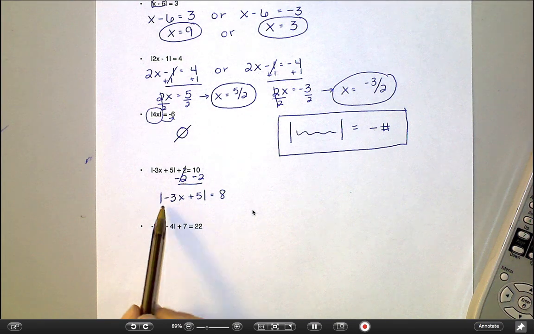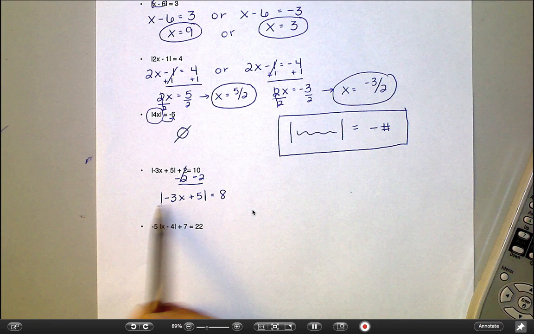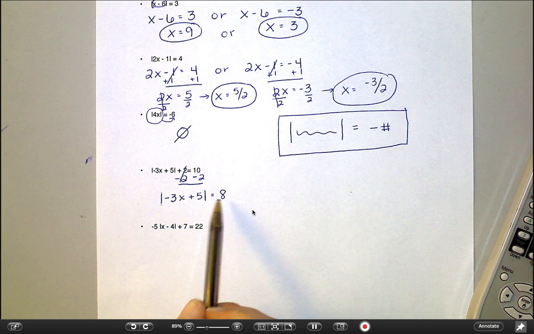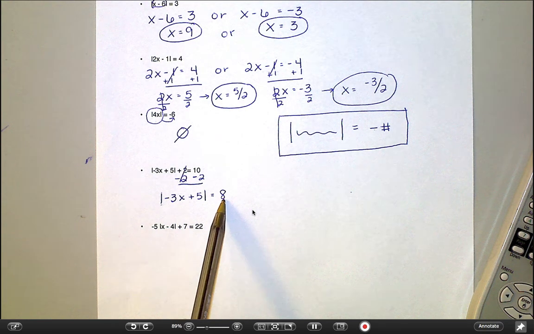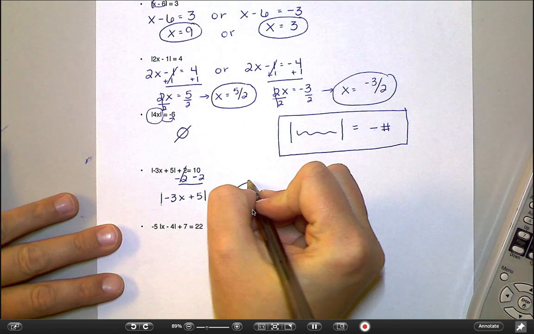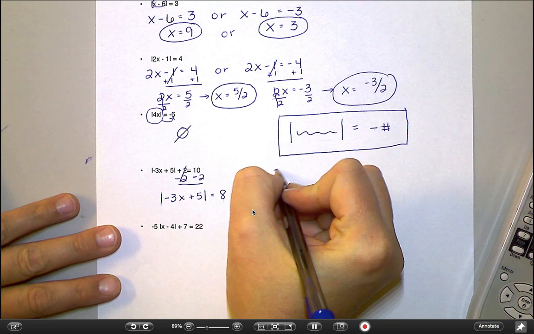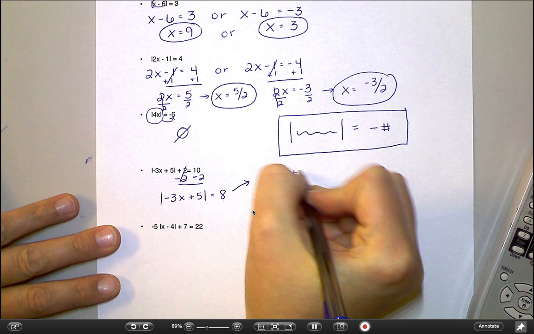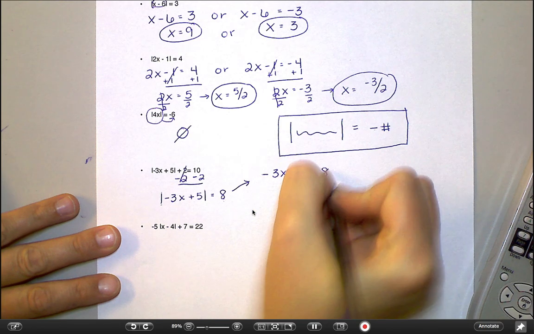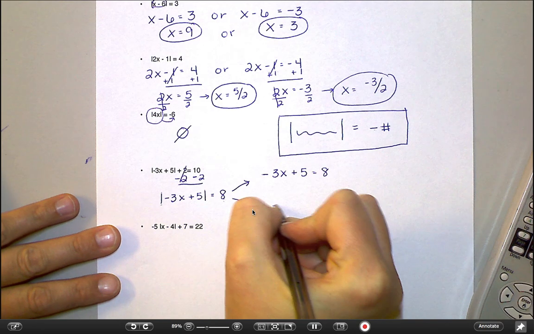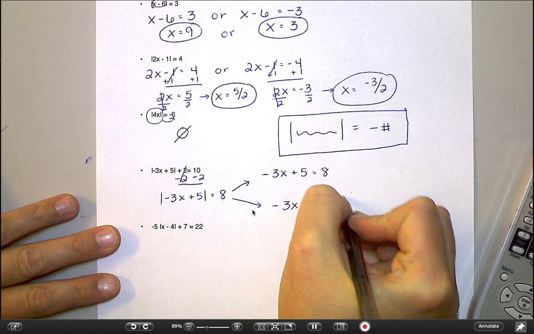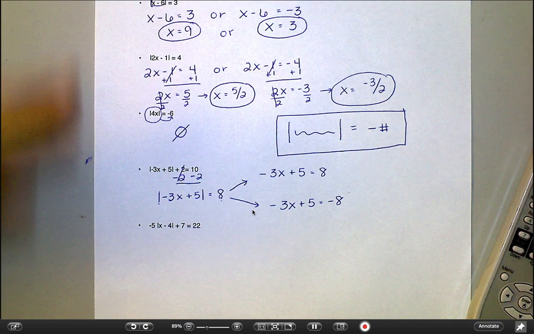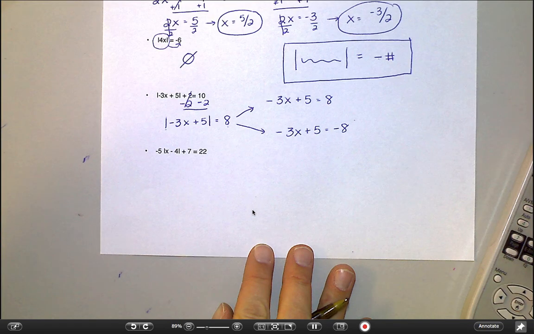And now that I'm down to the point where I just have absolute value and it's equal to a number, first of all, this is where I would check to see if it's a no solution. This is positive, so I'm still okay. And so this is where I would now split and say negative 3x plus 5 equals 8 and negative 3x plus 5 equals negative 8. And then again, I do have to solve those separately.